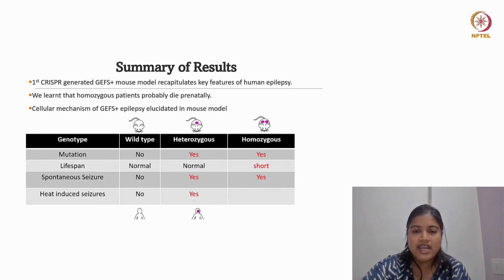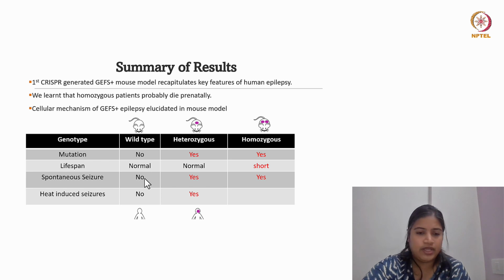So when we compare the mouse model with the human patients, we see that the mutation is not present in the wild type and it is not present in the human patient as well. They have a normal lifespan.